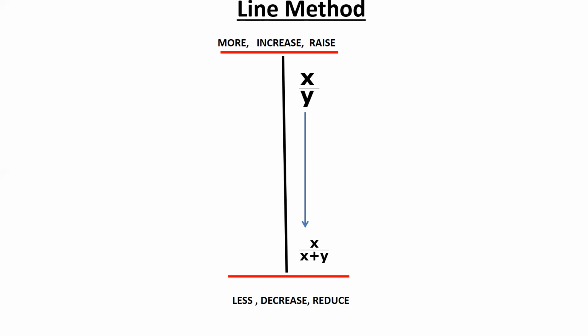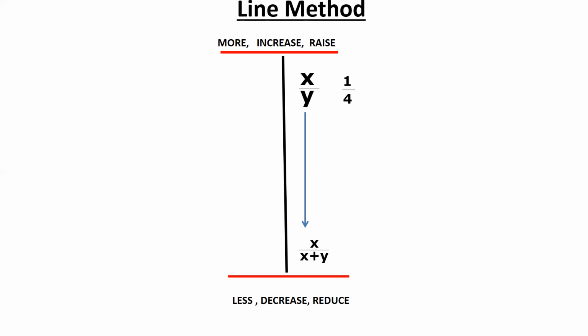If you apply this method in the question, the length was increased by 25%. 25% is equal to 1 by 4. As you can see, increase is written on the upper side of the line. So we'll write 1 by 4 on the upper side. Increase is given. We need to find decrease in the breadth.